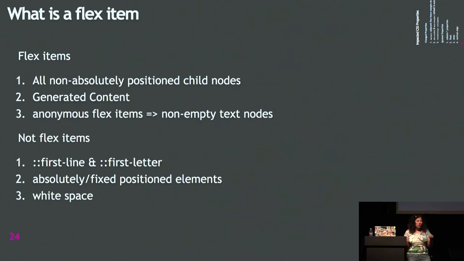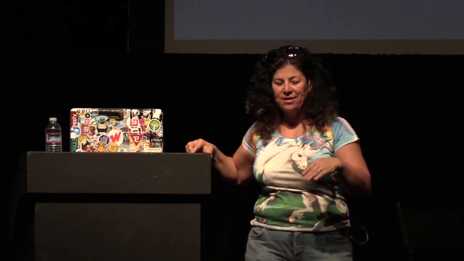Okay. So what exactly is a flex item? I said any child of an element that has display flex or display inline flex, and by any child, it includes generated content. So if you create a flex container, the before and the after will actually be a flex item. Any child node will become a flex item as long as, if it's absolutely or fixed position, it has a few of the features, but it's basically not. For the sake of understanding how to lay out your page, it's not really a flex item.